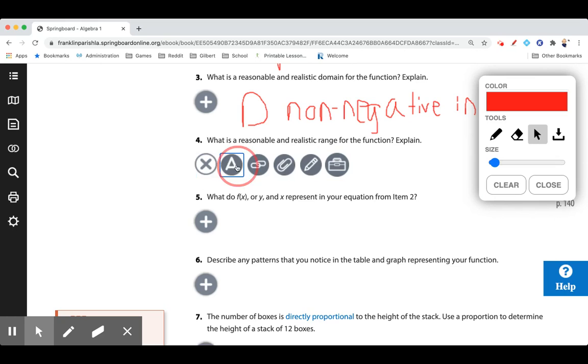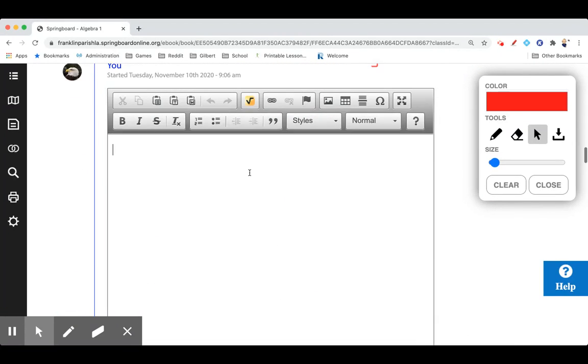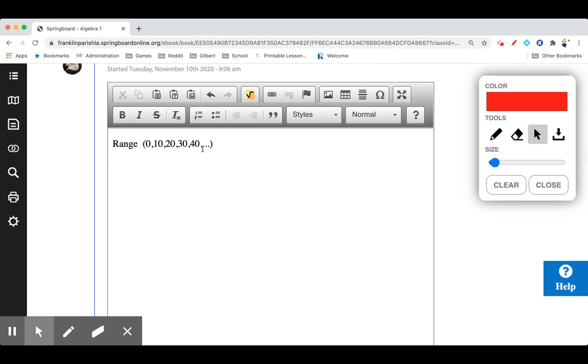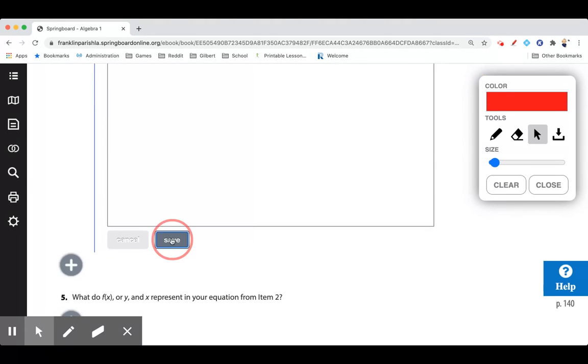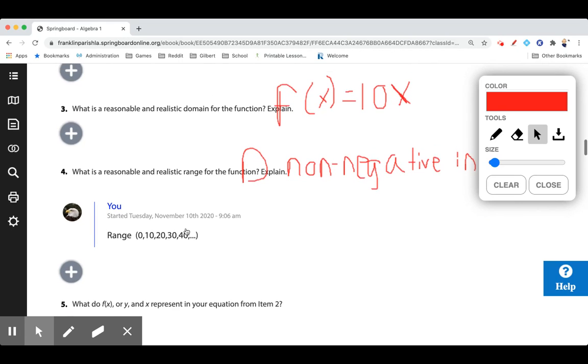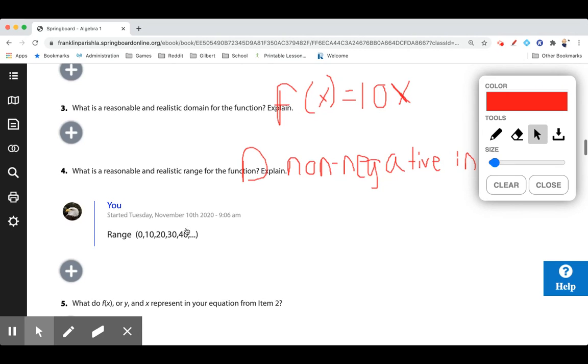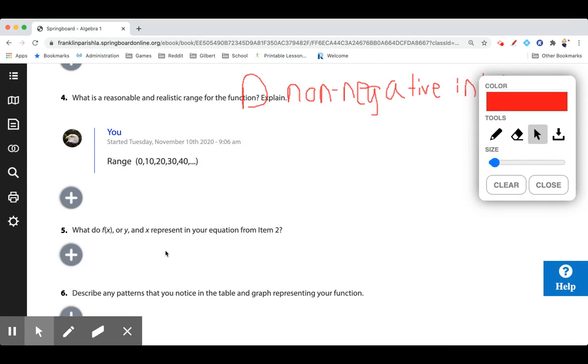So let's see. Our range is going to be 0, 10, 20, 30, 40, and so on. It counts by tens. Okay, that's going to be our range. All the numbers counted by tens from 0 positively.